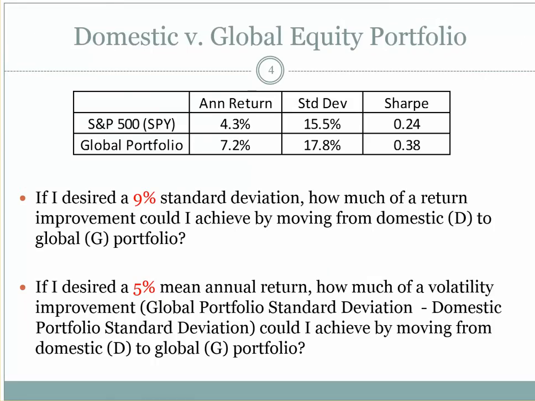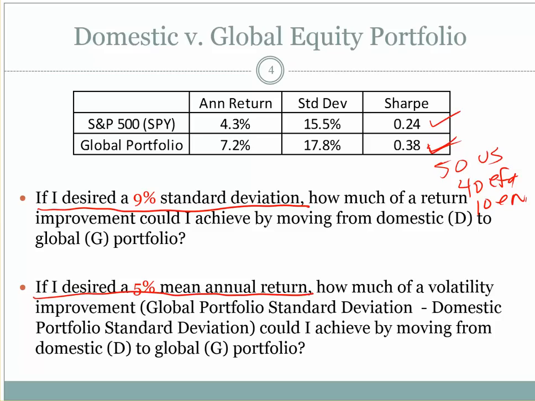So we're going to do a couple more problems. Let's go back to the data I collected from 2003 to 2010 and found that the Sharpe ratio of a domestic portfolio was 0.24, and then the Sharpe ratio of the global portfolio, which was 50% US, 40% IFA, and 10% EMA, had a Sharpe ratio of 0.38. So we're going to look if we want a desired standard deviation of 9% or desired 5% mean, how to achieve the global or the optimal portfolio.